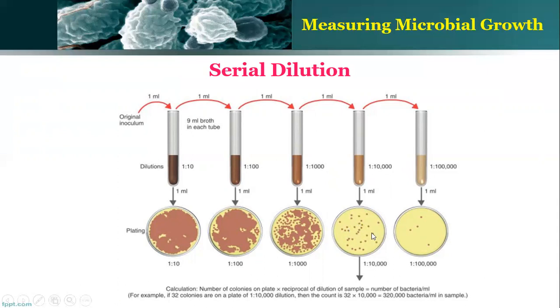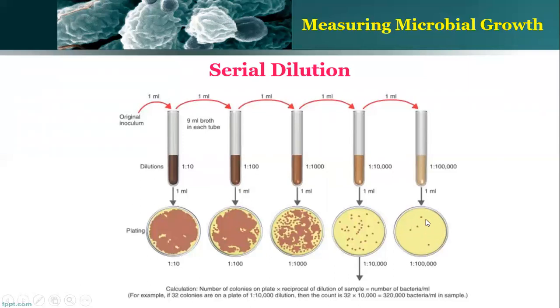So we need to pick the dilution in such a way that it produces 30 to 300 colonies. Below 30 or above 300 is not considered. In the last plate, you can see the sample water has been plated here.